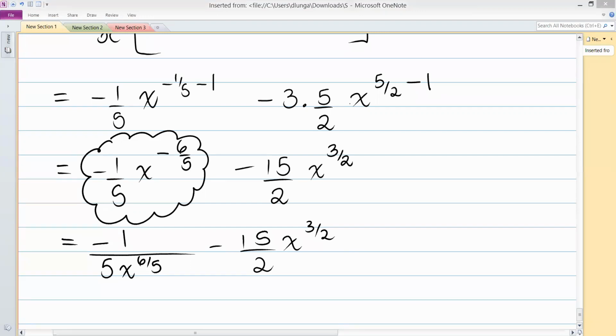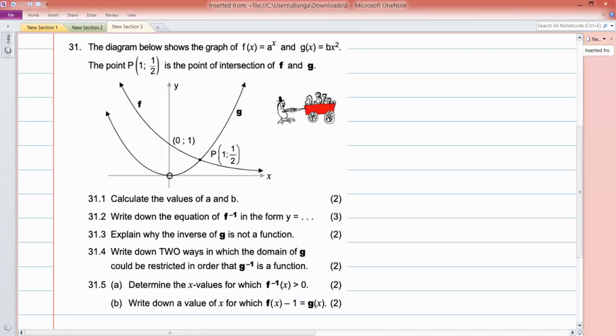So now we've done this one. I want us to tackle the following question. So the diagram below shows the graphs of f of x equals a to the power of x and g of x is bx squared. So you have an exponential function and you have a quadratic or a parabola here. The point P is (1, 1/2). That's the point of intersection of both. Calculate the values of a and b, right?